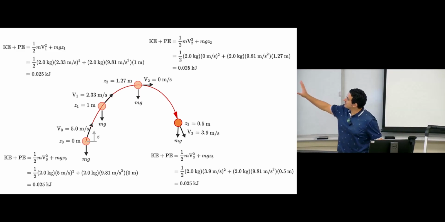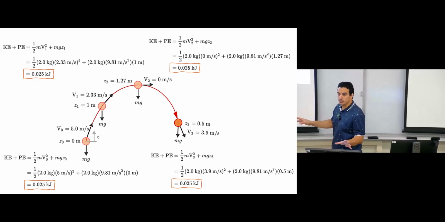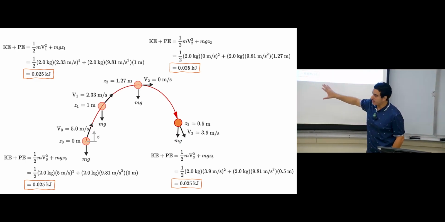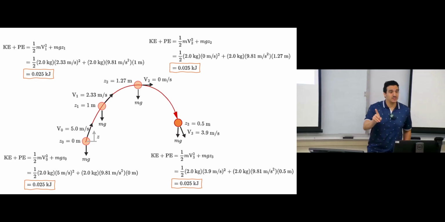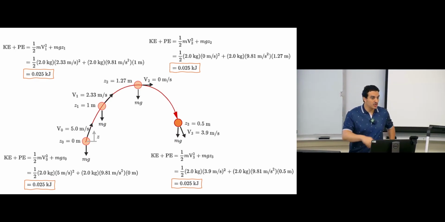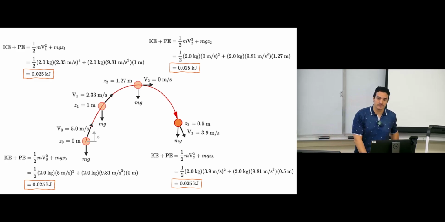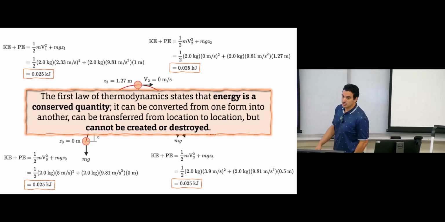The common thing that we have in all of these calculations is that the summation of potential energy and kinetic energy, regardless of the position, regardless of the velocity we have, will be the same. And this is the conservation of energy principle. So we can have different positions, we can have different velocities, but if you want to analyze the amount of energy this system has, the total amount of energy should be what? Should be constant. So this is the first law of thermodynamics, which is conservation of energy.